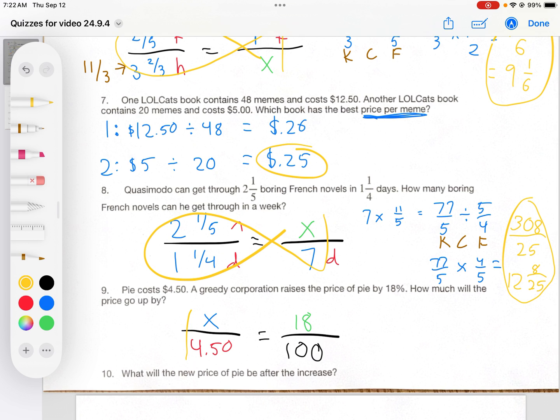So, pretty standard fish method at this point. 450 times 18 divided by 100 is 81 cents. And then if we want to find the new price of pi after the increase, the word increase is a big hint that you need to take that 81 cents and add to it the original price of $4.50. For a final answer in question 10 of $5.31.